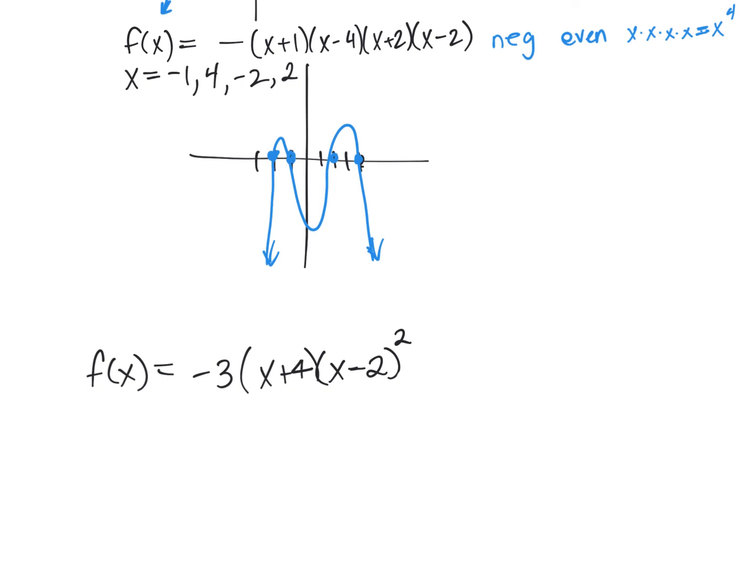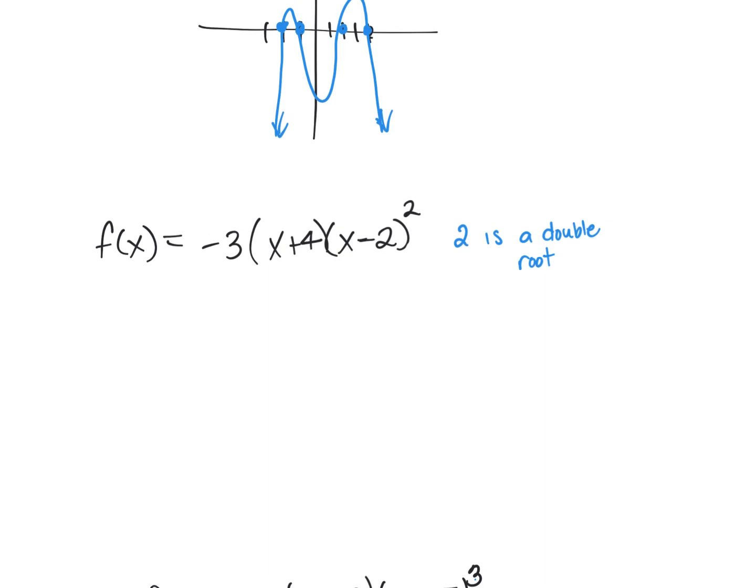a fifth degree polynomial. So here we have negative 3 times x plus 4 times x minus 2 squared. We know that that x minus 2 squared means it's there twice, right? X minus 2 times x minus 2. So that's what we call a double root. And the word root and 0 and x-intercept all mean the same thing, where the graph crosses the x-axis.